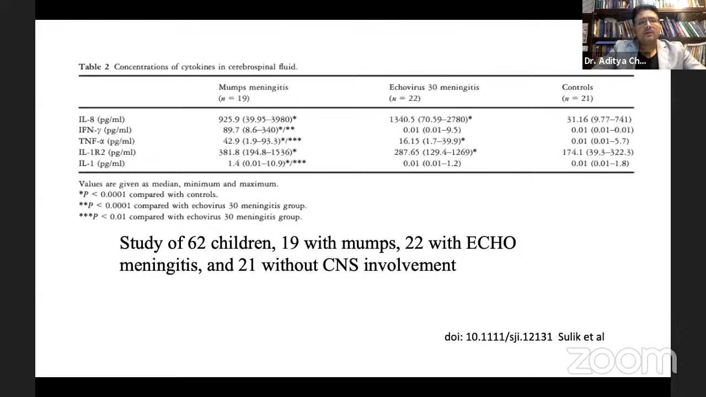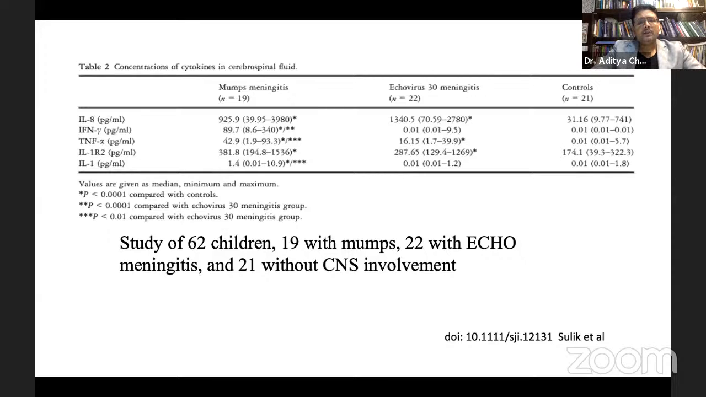And they found out that interleukin 8 was raised in both the mumps and the echovirus infections, and interferon gamma was predominantly raised only in mumps infection and not elevated in the echovirus meningitis. Similarly, interleukin 1 receptor type 2 was elevated in both the mumps meningitis and echovirus 30 meningitis.